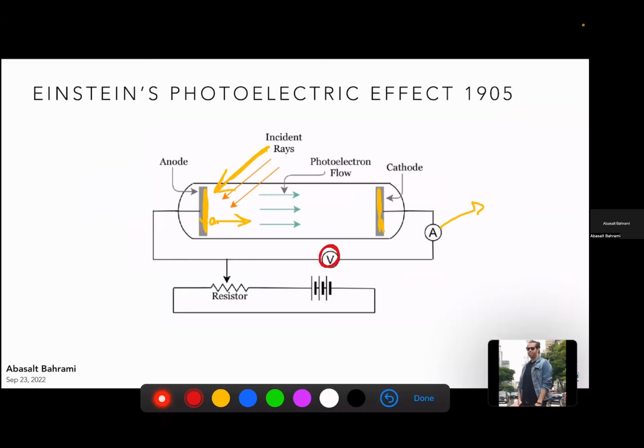tweak this voltage, which means that you apply an opposite voltage to stop the electron until you see no current. Because if electrons are ejected, there will be current. So you apply negative voltage, and so you don't see any more current. Then the kinetic energy is equal to the voltage times the charge of the particle, which here is the electron.